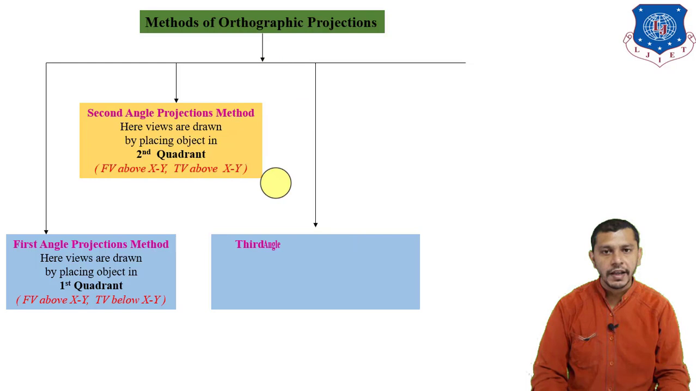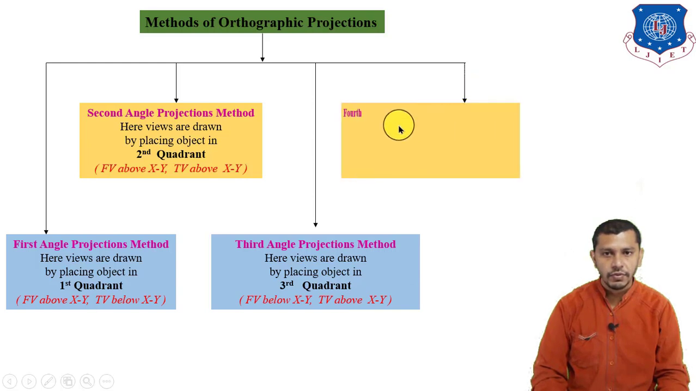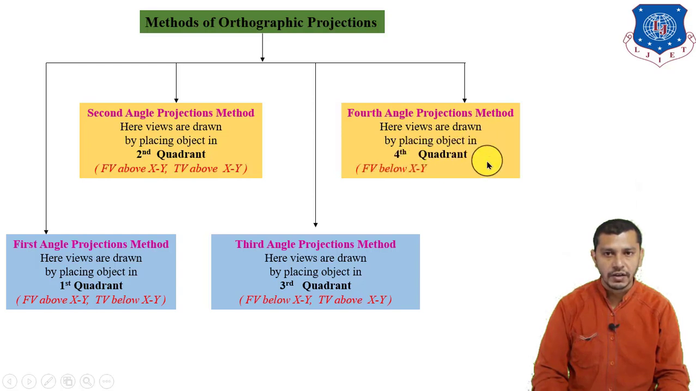Then the third angle projection method. In the third angle projection method, the views are drawn by placing the object in the third quadrant. If we place the object in the third quadrant, we will get the front view below the XY reference line, top view above the XY reference line. And the fourth angle projection method. Here the views are drawn by placing the object in the fourth quadrant, and if we place the object in the fourth quadrant, we will get the front view below the XY reference line, top view below the XY reference line.